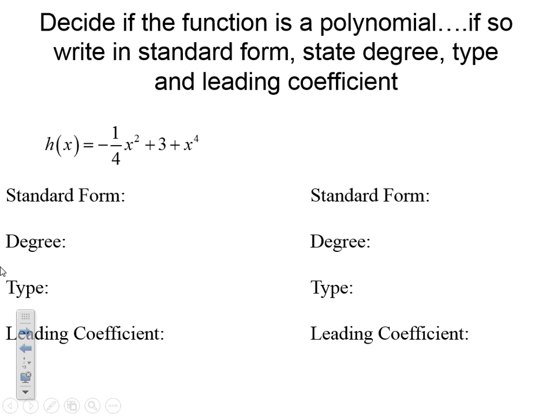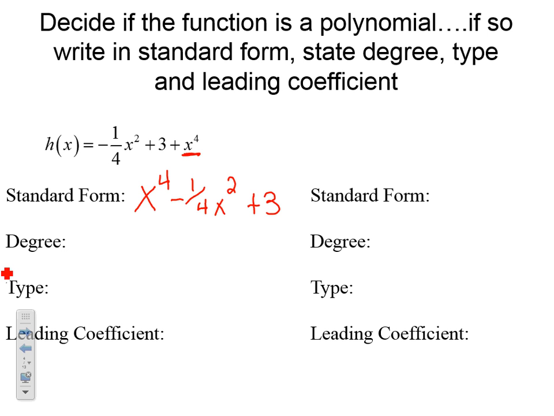So if we look at this first example, this is what we have. Standard form, we have to write it from our largest exponent to our smallest one. So here's our largest exponent. So we put x to the 4th minus 1/4 x squared plus 3. Large exponent to whatever doesn't have a variable.